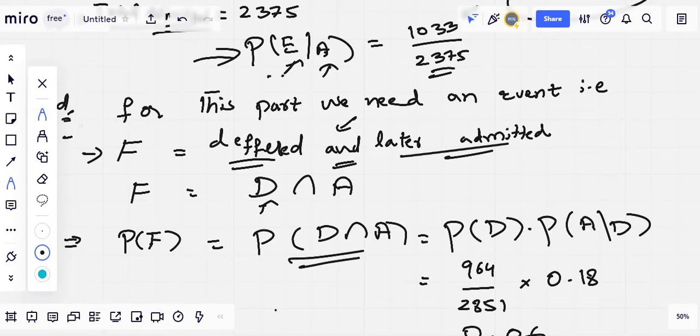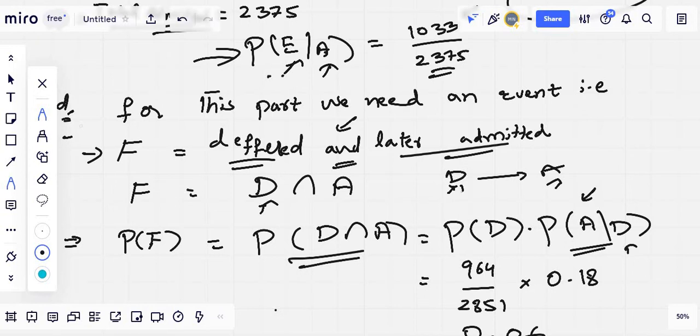So we have to see the sequence of these events first. In these two events, what is happening here? Basically D is happening first, and then A is happening at a later stage, because first the student will be deferred and then later admitted. So we have to write it that way. It's the multiplicative law, which can be written as the probability of D, which is an unconditional probability, and we already know the probability of deferred students, that was 964 divided by 2851, multiplied by the probability of A given D.